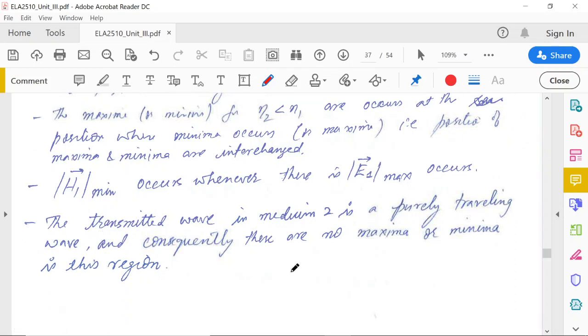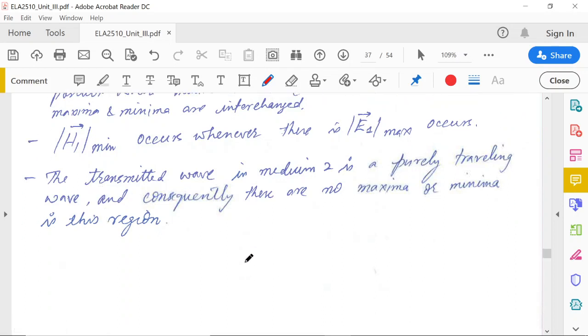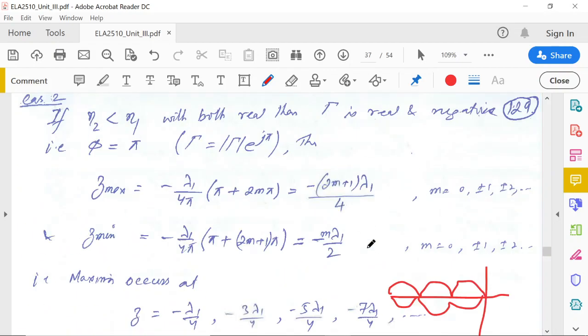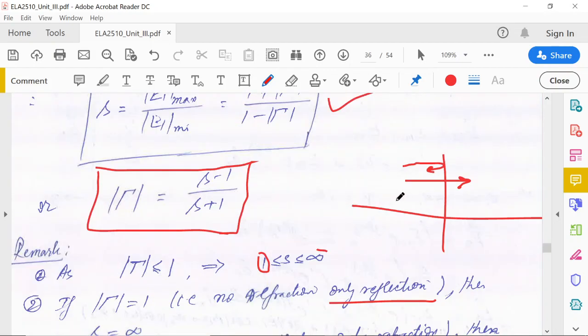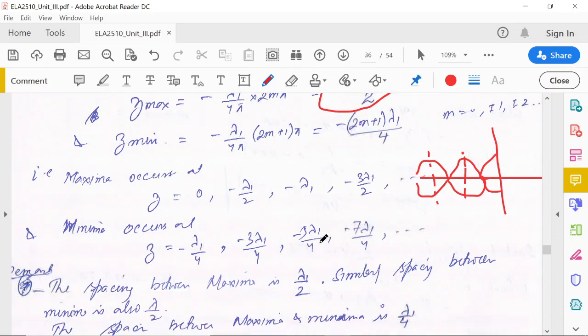The transmitted wave in medium 2 is a purely traveling wave, and consequently there are no maxima or minima. When the wave is incident here, some portion will be reflected and some portion will be transmitted. Because we have two parts, incident and reflected, the standing wave occurs only in region 1, and in region 2 you have only one propagating wave. So there is no concept of standing wave in the second medium if the wave is traveling through medium 1 and passing to medium 2. So we can use the standing wave ratio only in medium 1. That is what is meant by this quantity.